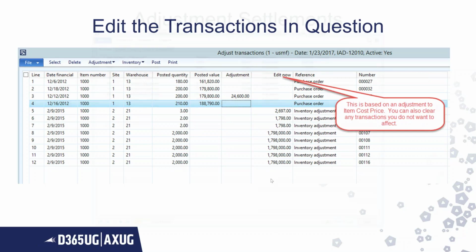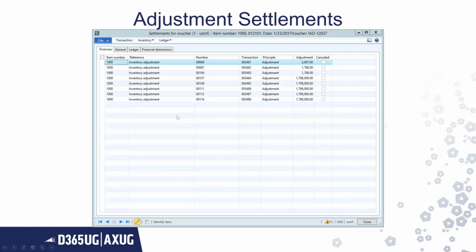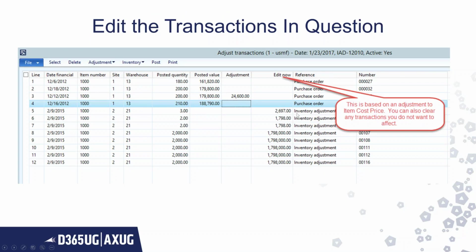And then here's your settlements. But one of the things I want to go to, if for some reason you didn't want to adjust it, it's very simple. You just have to clear this edit now field. Okay? Because not everything I bring up is something I may want to adjust. That's kind of the key.